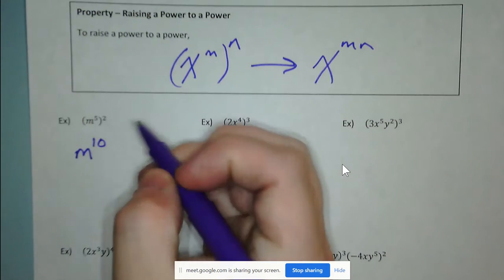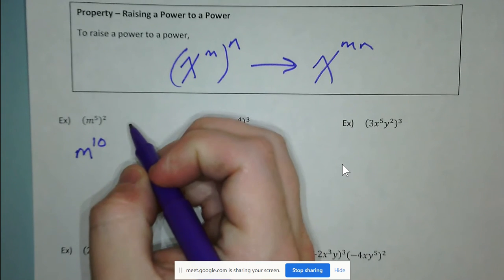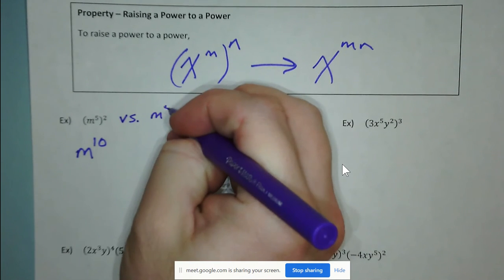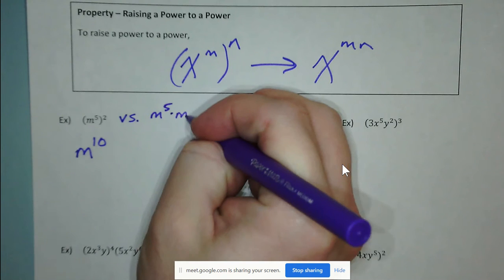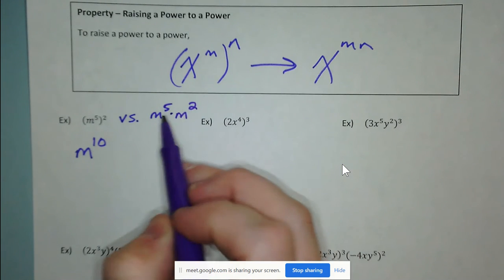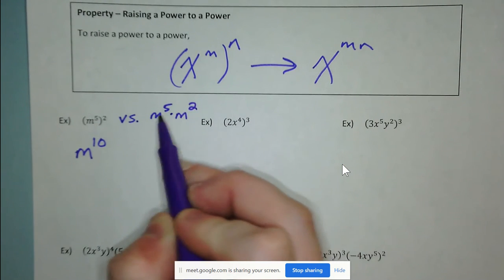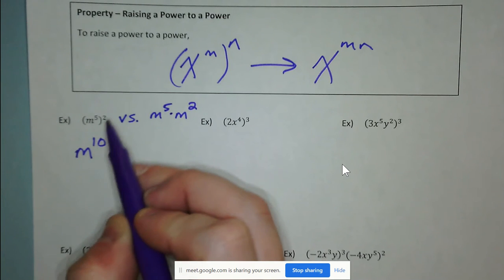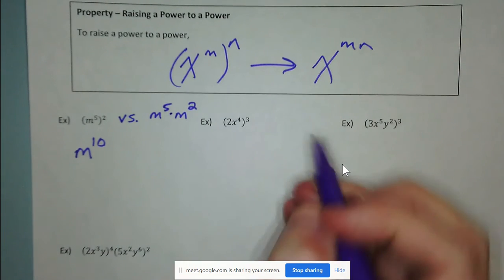Now again, I don't want to keep over explaining this, but if you compare that versus m to the 5th power times m to the 2nd power, this is different. Look, this is when you would add the powers. This, which Lucas got correct, is when you would multiply.